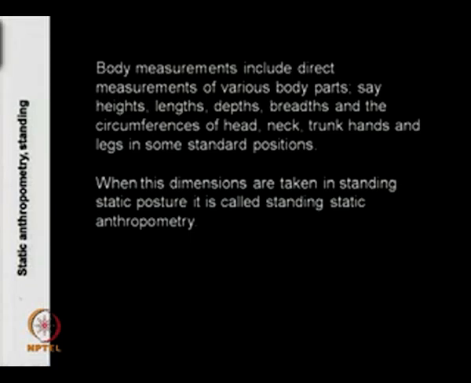Now, static anthropometry in standing posture: body measurements include direct measurements of various body parts, say heights, lengths, depths, breadths and the circumferences of head, neck, trunk, hands and legs in some standard positions. When these dimensions are taken in standing static posture, it is called standing static anthropometry.